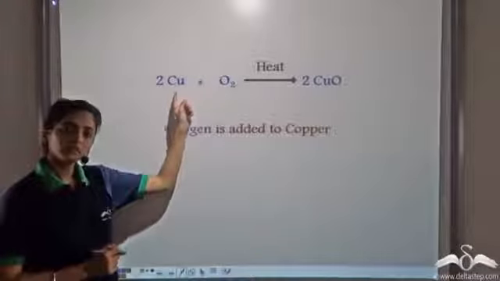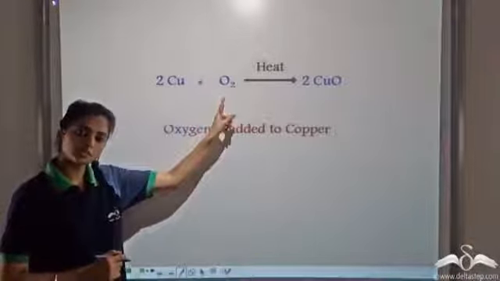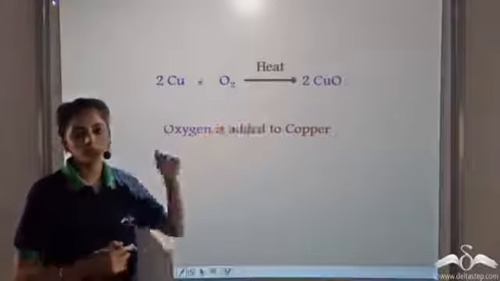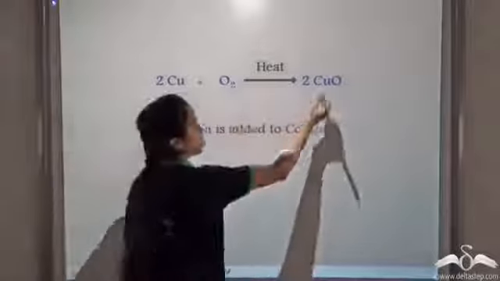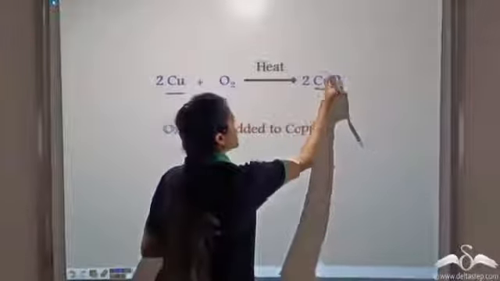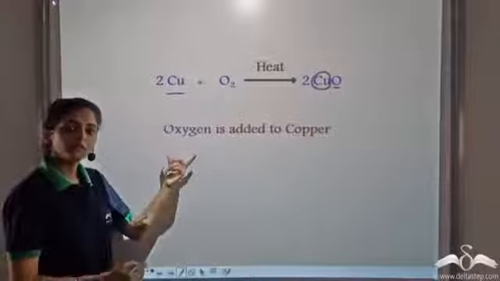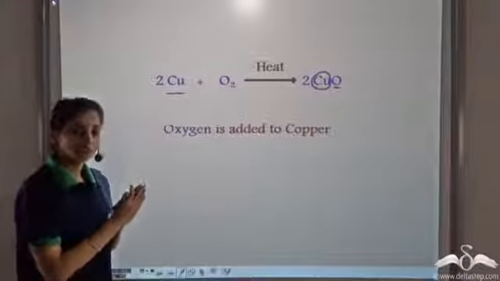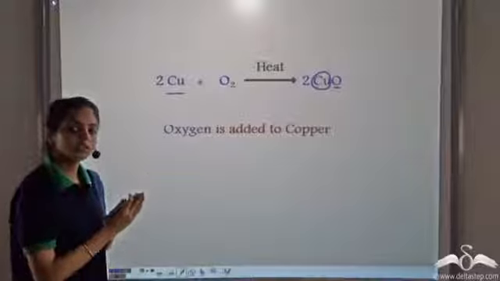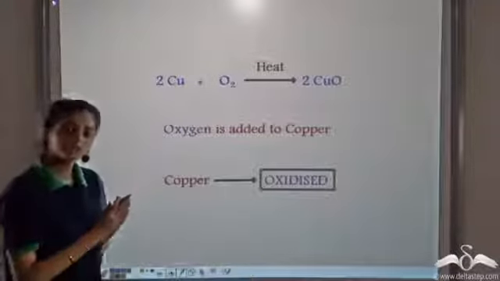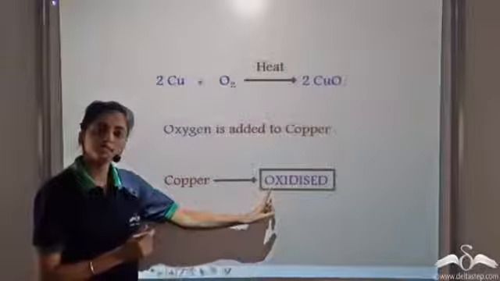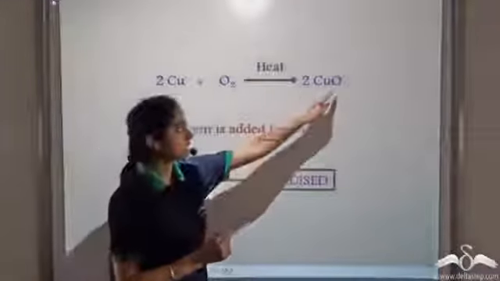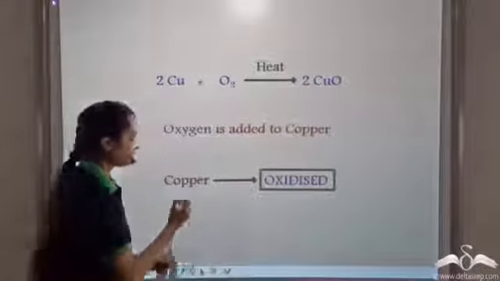When copper is heated in the presence of oxygen, it forms copper oxide. So in this case, we see that oxygen is added to copper. Whenever oxygen is added to a particular substance, we call that reaction an oxidation reaction. So in this case, copper is getting oxidized, since oxygen is added to copper.